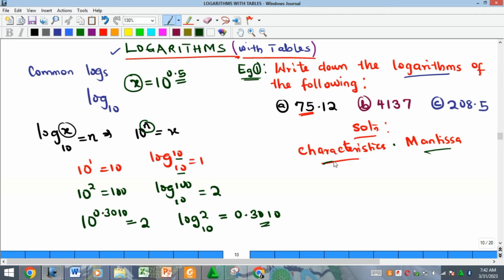So how do you get your characteristic? Very simple. All you need to do is check the digits you have before the decimal point, count the number of digits and remove one from it.